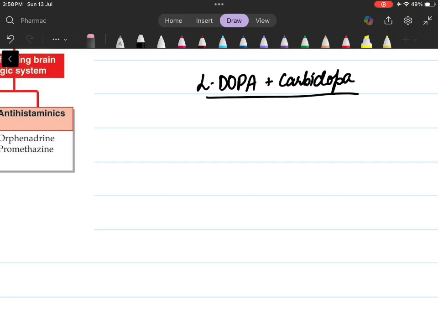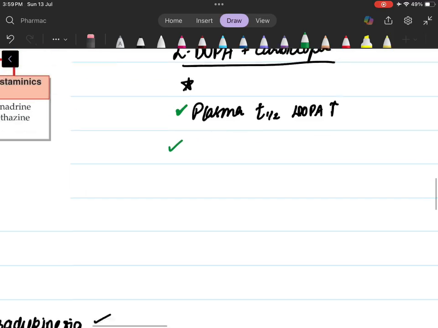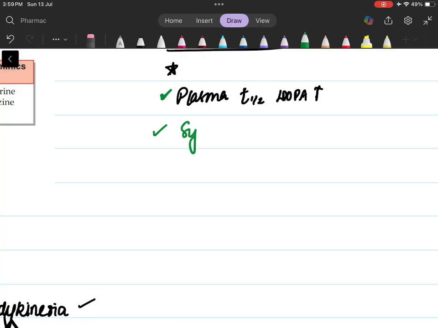Right off the bat, this is a great combination. This is an example of supra-additive synergism, right? Which means the combined effect of the drug is more than the individual effects of the drug. What are the advantages? The plasma half-life of L-Dopa is increased. Okay, we saw that it had a very short half-life, but the combination has a better half-life.